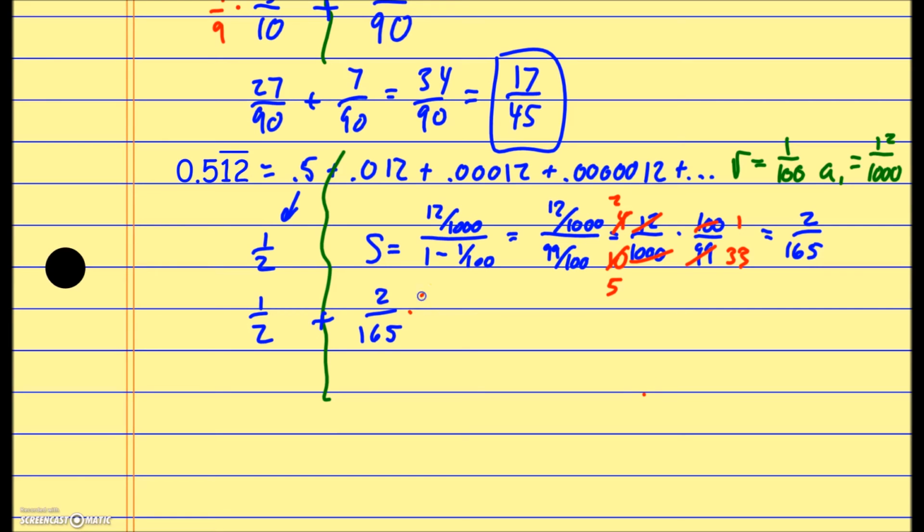This one I've got to multiply by 2 over 2. This one I have to multiply by 165 over 165. So I end up with 165 over 330 plus 4 over 330. And when I add them up, it gives me a 169 over 330. Okay?